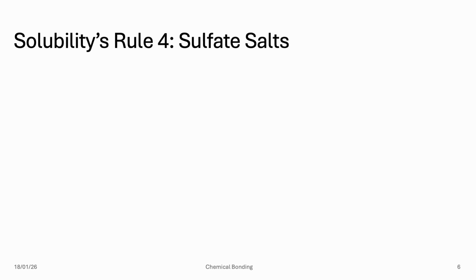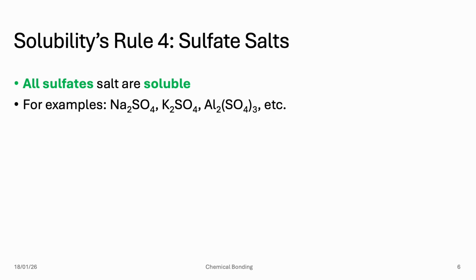Rule number 4, sulfate salts. All sulfate salts are soluble. So potassium sulfate, sodium sulfate, and aluminum sulfate are soluble, except barium sulfate, calcium sulfate, and lead sulfate. So these three sulfates are insoluble.